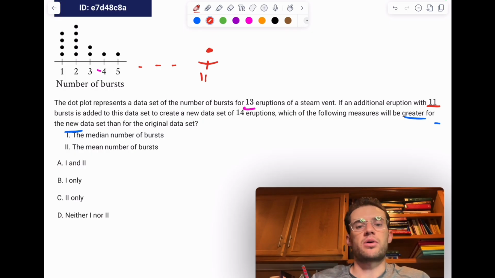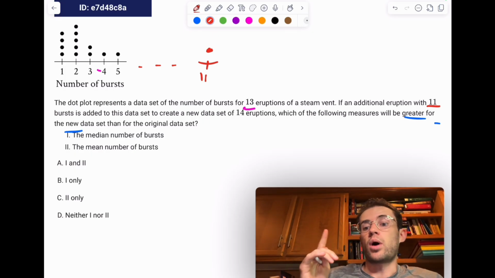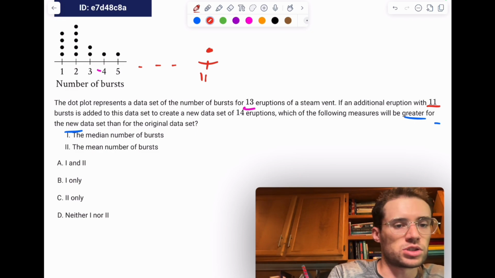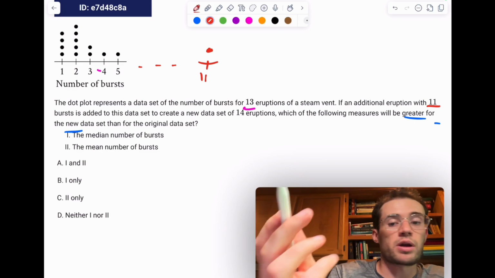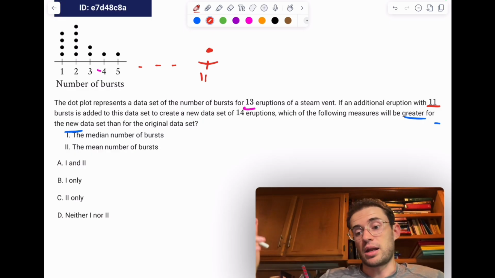It's still going to go up. So anytime you add a value that's greater than the mean, and it's just the one thing you add, then that will increase the mean. So even if, say, the mean was 2 point something and you add 3, that would technically bring the mean slightly up. But if you add 11, that's going to bring the mean a lot more up.